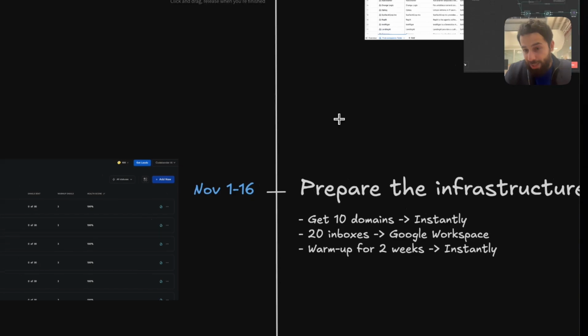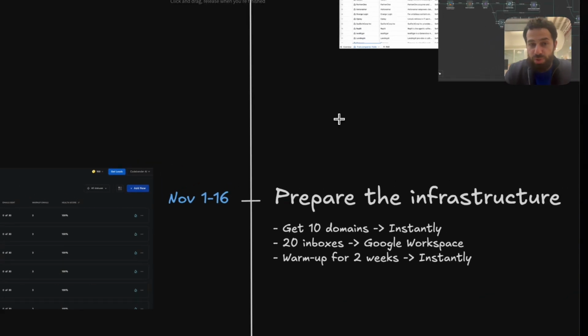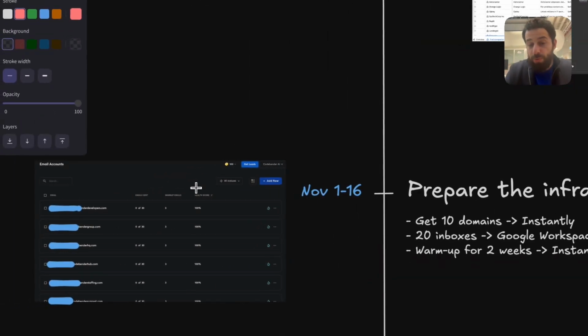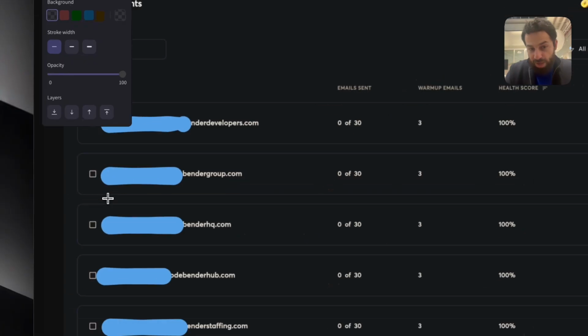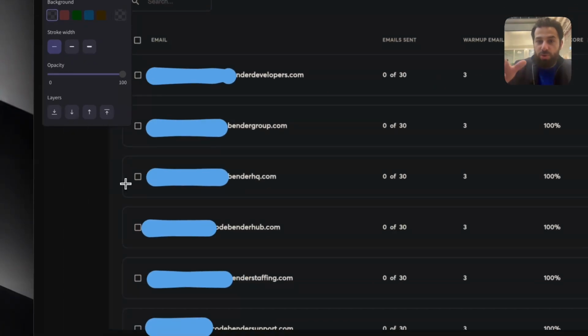In parallel to that, we want to prepare the infrastructure to be able to send 400 emails a day, because we're not going to send 400 emails a day from our own main email, because you're going to burn your domain and you're going to destroy everything. So what we do is we buy alternate domains that are similar to your domain. So in our case, for example, our company is Codebender AI, right? So we wanted to buy domains that are similar. So we bought codebenderdevelopers.com, codebenderstaffing.com, codebenderhq.com, etc.